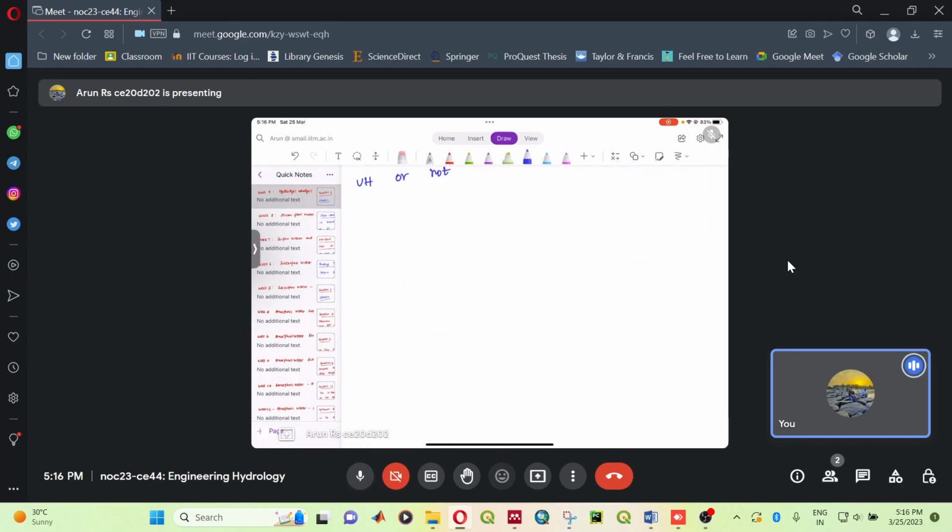So the definition of a standard unit hydrograph is that time to peak should be equal to 5.5 times TR. So if we find 5.5 into 6, that is equal to 33 hours, which is not equal to TPR, which is 37 hours. So we need to define the basin lag first.